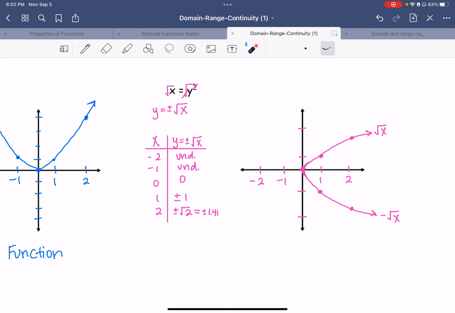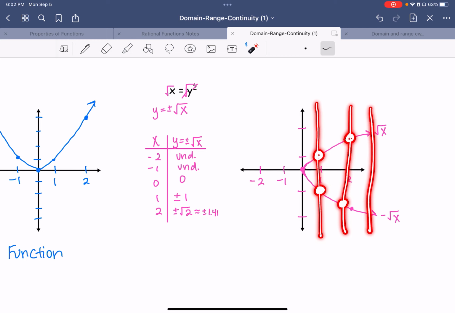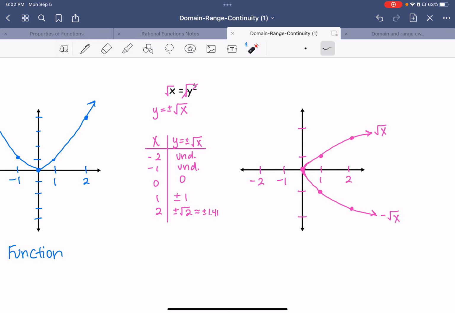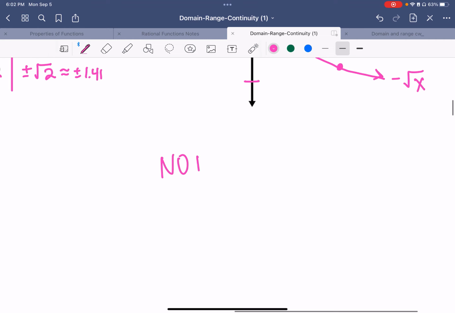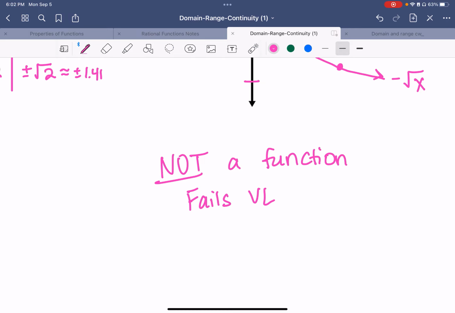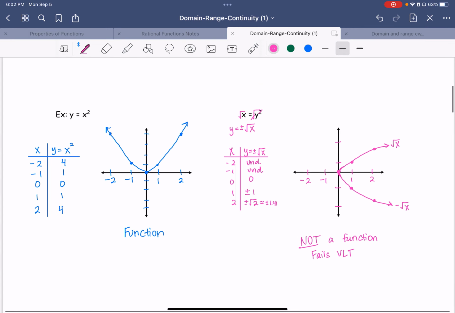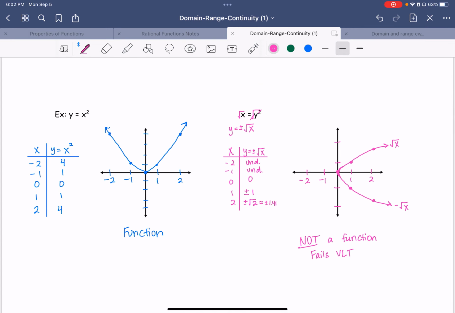Okay, so now let's perform the vertical line test. If I draw a vertical line, notice that it touches once and twice. Everywhere I draw this vertical line, it touches more than once. And so for that reason, this function fails the vertical line test, and it's actually not a function at all. So I'm going to say not a function because it fails the vertical line test. Okay, so here you have an example of a function and a graph that is not a function.